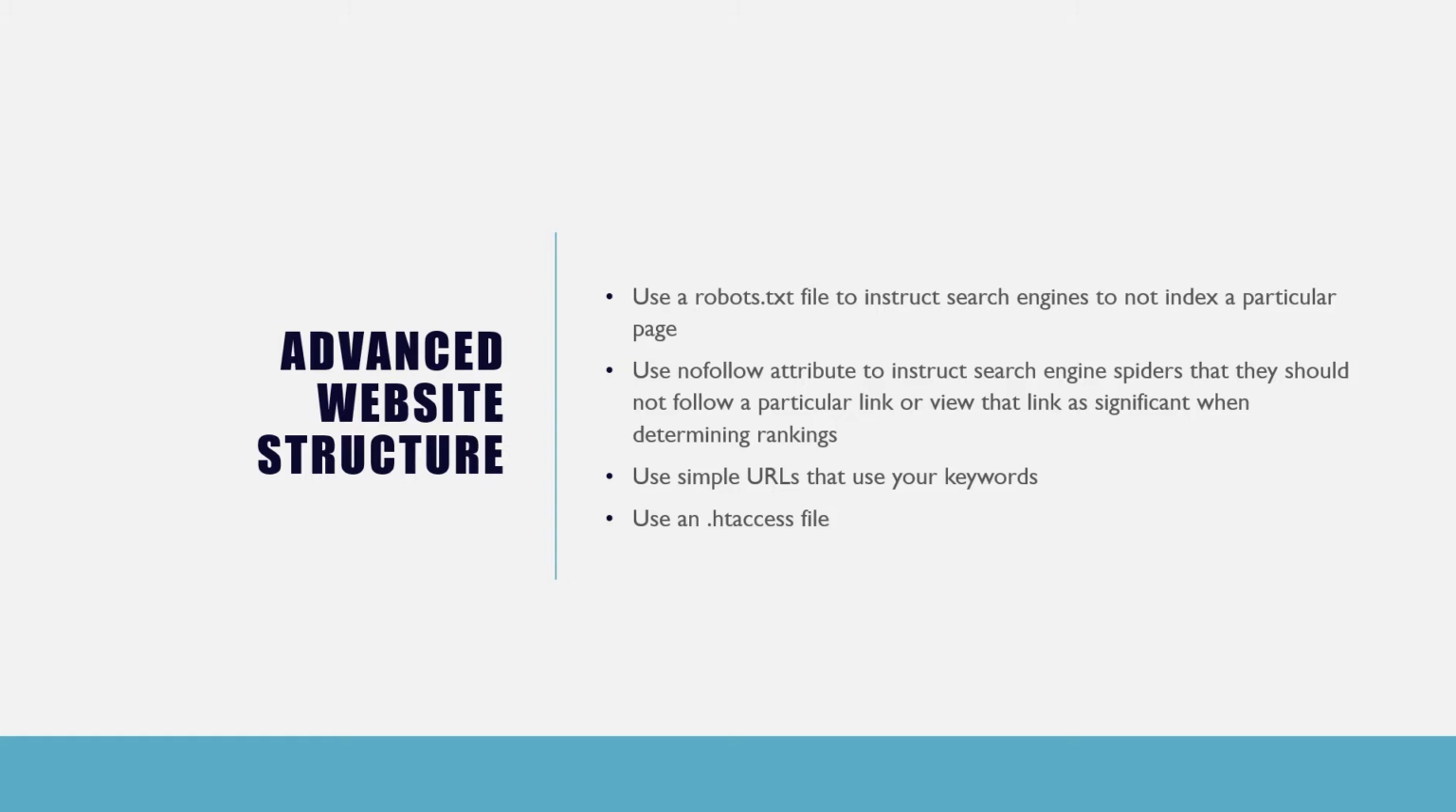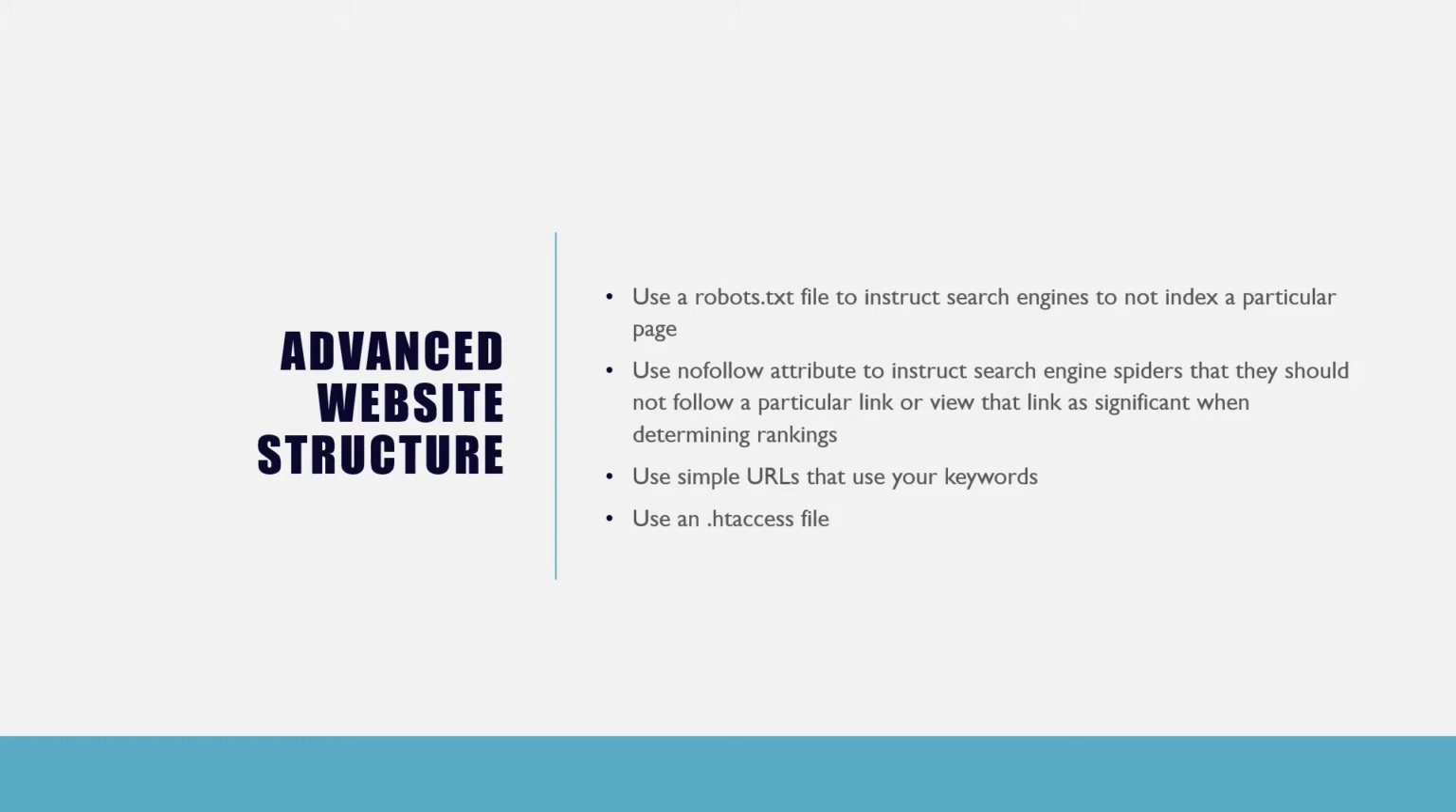Use a robots.txt file to instruct search engines to not index a particular page. You might have a page on your website for a particular reason, but you don't want search engines to use it with their algorithm to actually rank your site. So this would be a way for you to block off content from the search engine so that it doesn't get mixed up. Use nofollow attributes to instruct search engine spiders that they should not follow a particular link or view that link as significant when determining rankings.